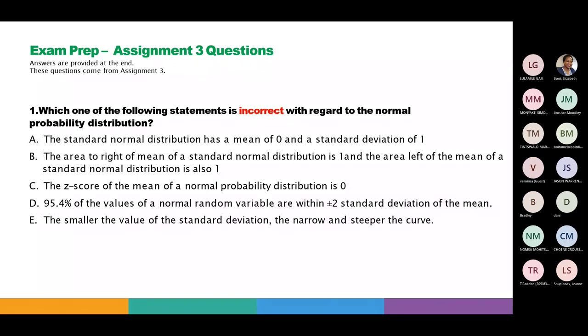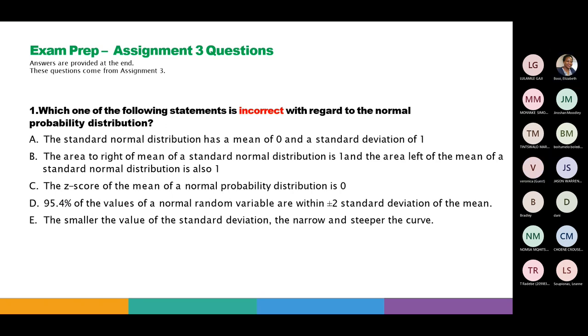Let's start answering the questions. Which one of the following statements is incorrect? We're looking for the incorrect statement with regards to the normal probability distribution. A, the standard normal distribution has the mean of 0 and the standard deviation of 1. B, the area to the right of the mean of the standard normal distribution is 1 and the area to the left of the mean of the standard normal distribution is also 1.